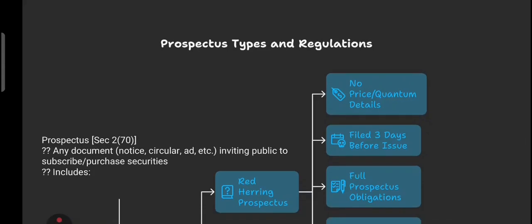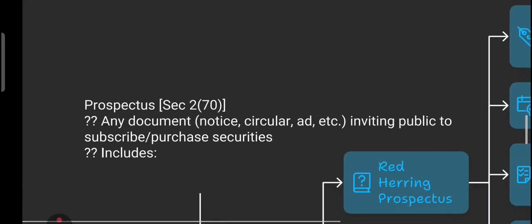Now have a look at the prospectus. Understanding the prospectus made simple, right? So first of all, a prospectus is just like a formal invitation. It is a document that a company issues when it wants to raise money from the public by selling shares. So suppose some company wants to raise money from the public, so they issue shares, they issue securities, and this document is called a prospectus. It is like a formal invitation.